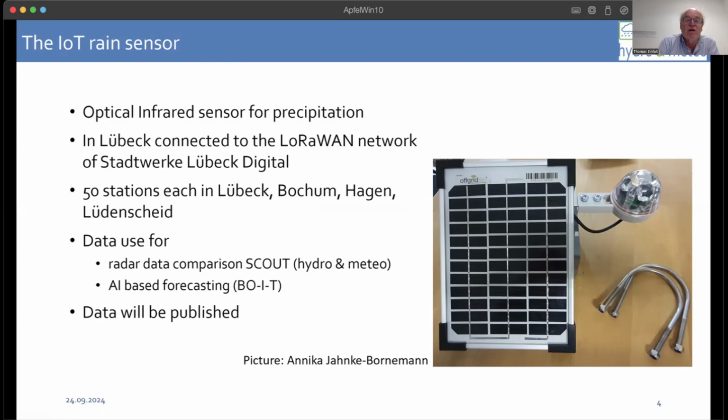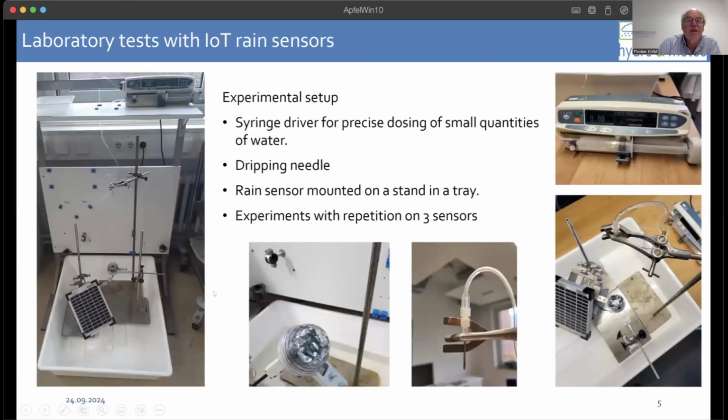And what we are using these data for is, on the one hand, we compare to radar data, and a project partner is trying to use this for AI-based forecasting. The data will be published at the end of the project. So the first step was we wanted to find out what we can see with the sensor, or what the sensor can see when it is seeing drops. And so we went into a laboratory.